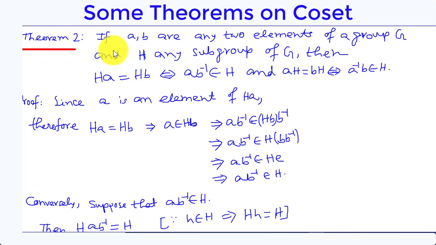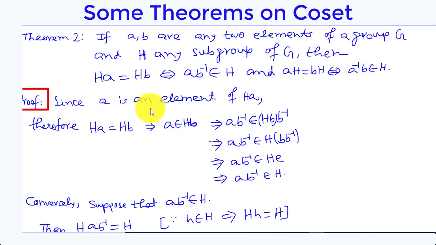Theorem 2. If a, b are any two elements of a group G and H any subgroup of G, then right coset Ha is equal to Hb if and only if ab inverse belongs to H, and left coset aH is equal to left coset bH if and only if a inverse b belongs to H. Proof.